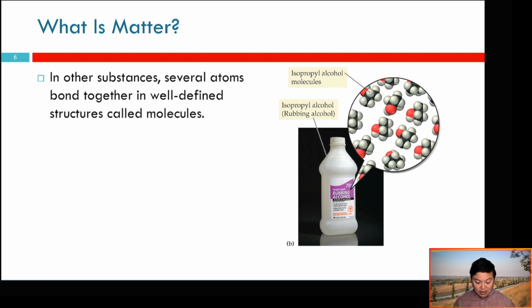In other substances, several atoms bond together in well-defined structures called molecules. So this is an example here: isopropyl alcohol. You've got 3 carbon atoms, 6 hydrogen atoms, and then an oxygen atom, all bound together in a specific proportion, and that proportion is very important.